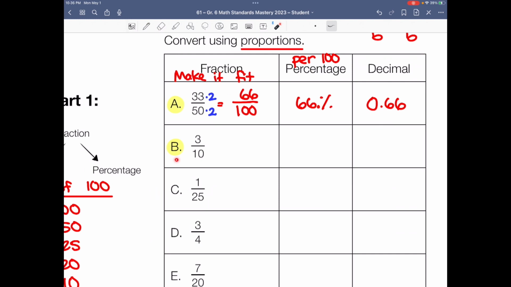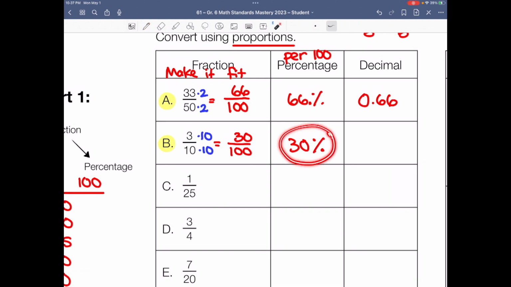Next, letter B. We have the fraction 3/10, and we need to convert it to a percentage. Percent means per 100, but we only have per 10. So set up your proportion. Write down equals blank per 100. And now just make it fit. So 10 fits 10 times into 100, times 10 on the bottom, times 10 on top. 3 times 10 is 30. And now that we have a fraction per 100, we can convert it into the percentage. 30 per 100, 30%. There you go.